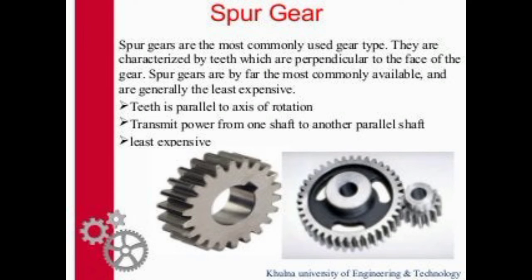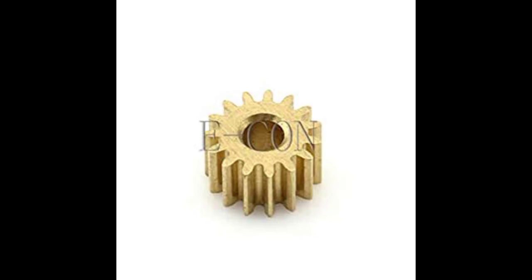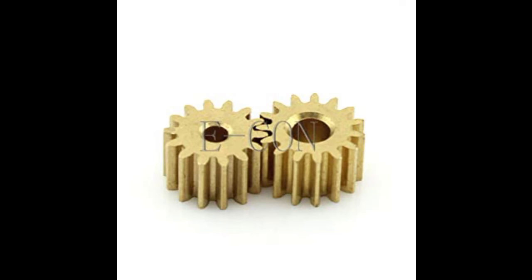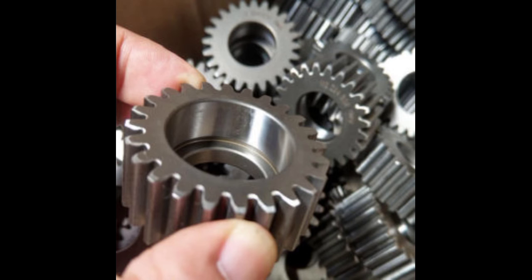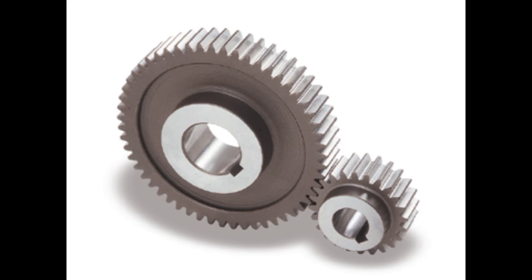Spur gears can be divided into two main categories, external and internal. Gears with teeth on the outside of the cylinder are known as external gears. Gears with teeth on the inside of the cylinder are known as internal gears.